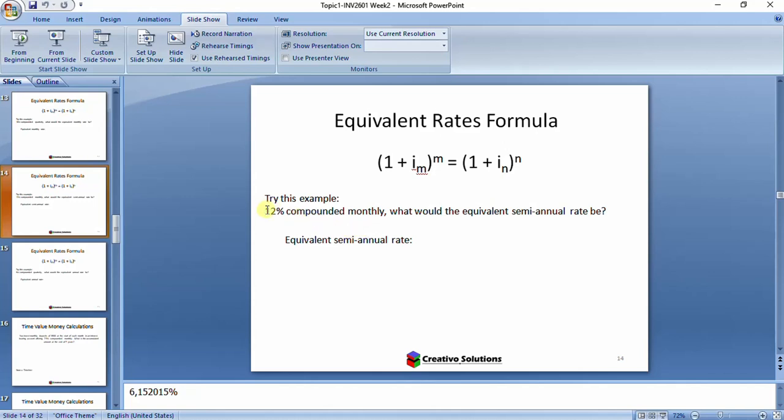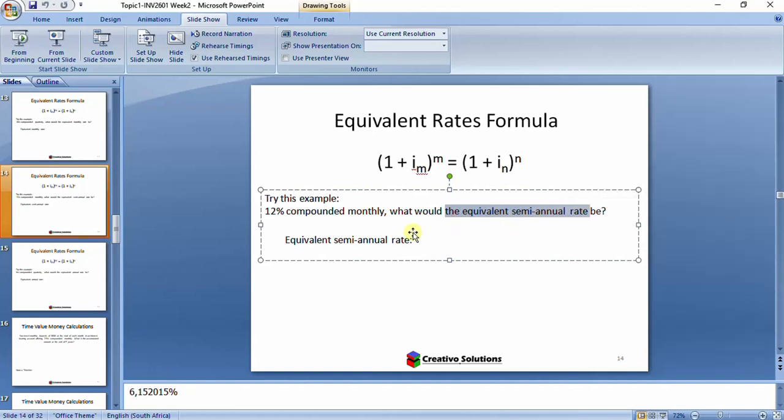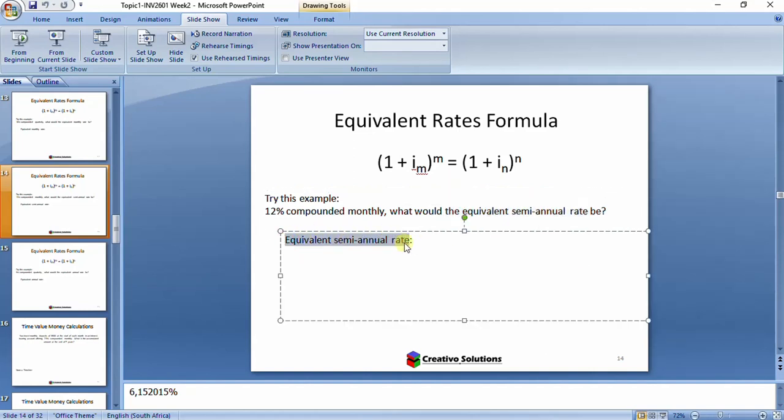Here we have a 12% monthly rate, which would represent I12. So I12 is what's given, which will be on this side. The question is asking you to solve for an equivalent semi-annual interest rate. An equivalent semi-annual interest rate would be I2. So I2 is the unknown, so you would write that down on the left-hand side. So 1 plus I2 to the 2 equals 1 plus I12 to the 12.